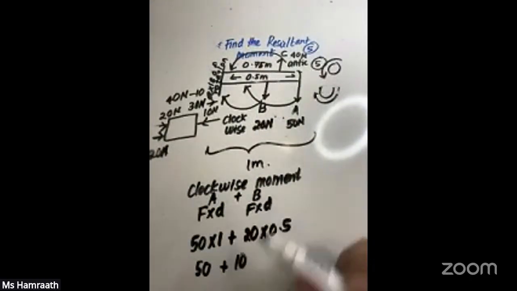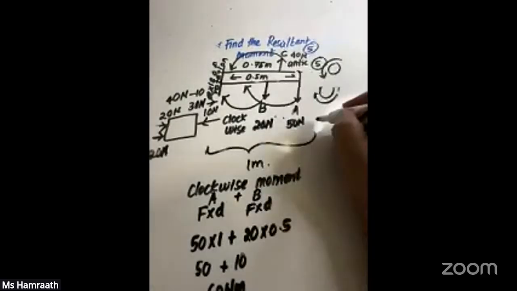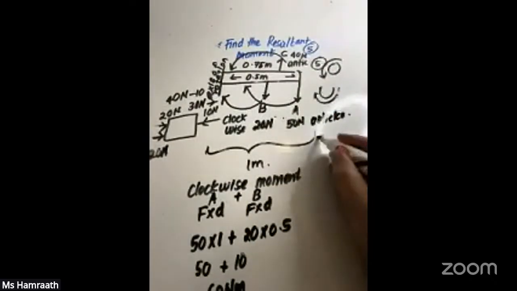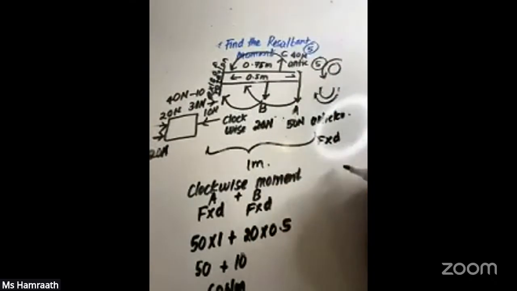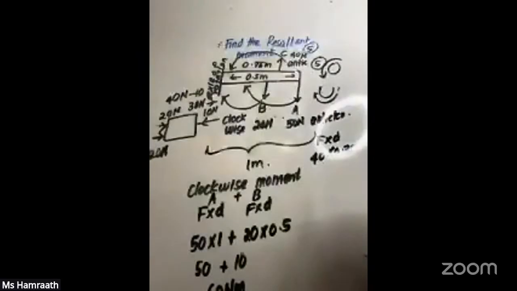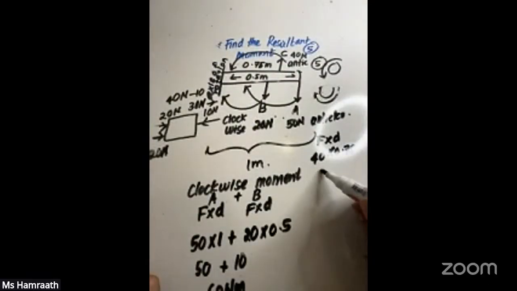So what is the clockwise moment? 60 Newton meter. Now what is our anti-clockwise value? So anti-clockwise value is force into D. What is the force they have given you? 40. That is going to be 40 into 0.75. So 40 into 0.75 is 30 Newton meter. So you found the anti-clockwise value.